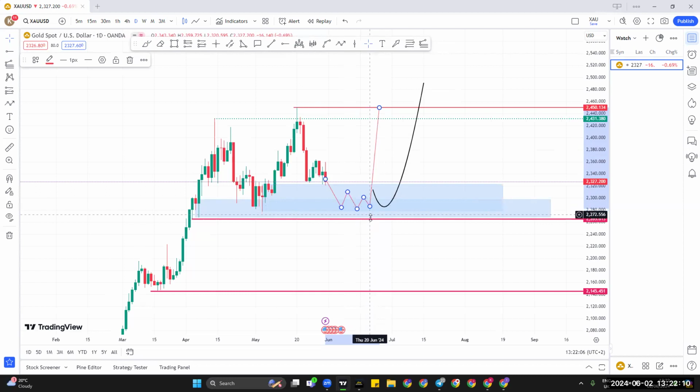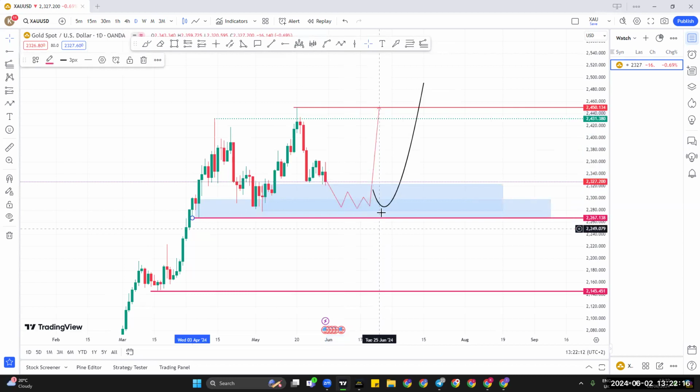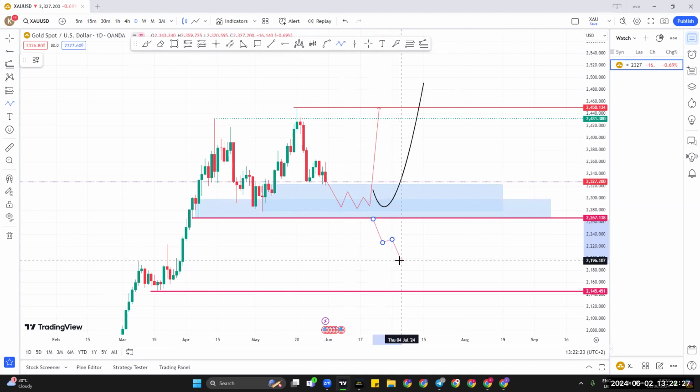If gold manages to break below this blue zone and break below this red line right here, we look to see what happens with gold. If it closes below this zone, then you might get some selling movement down into here, and then we can look to buy in there. However, until then, we are looking to buy gold.